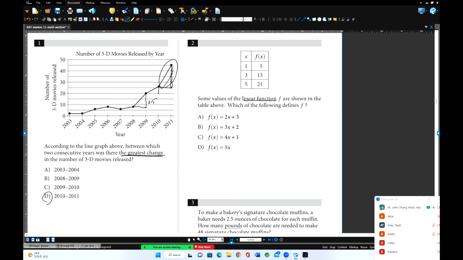When x is 1, y is 5. Which one has y is 5 when x is 1? They are all. Put this number 3 quickly. This is 3, put it here, 9. This is 3, 11. This is 3, 13. This is 3, 15. They are different numbers. That's why only this one is 13, right? Better use this method.